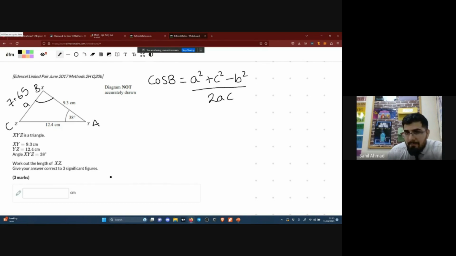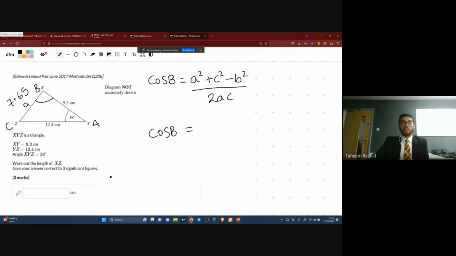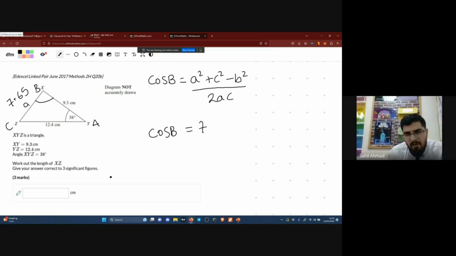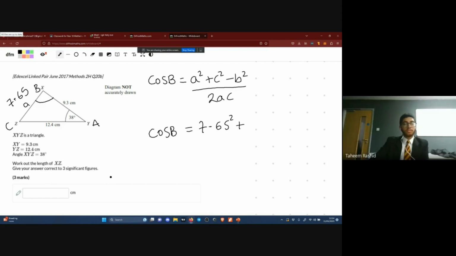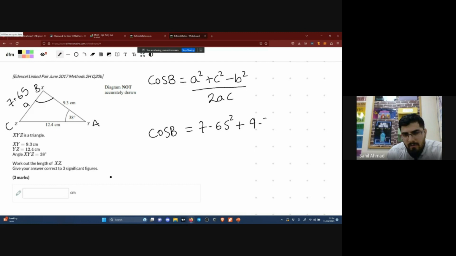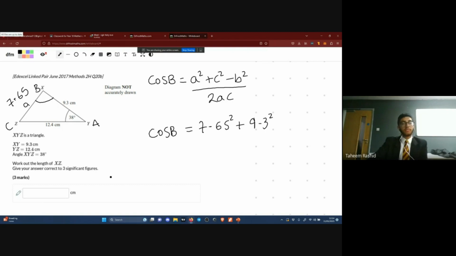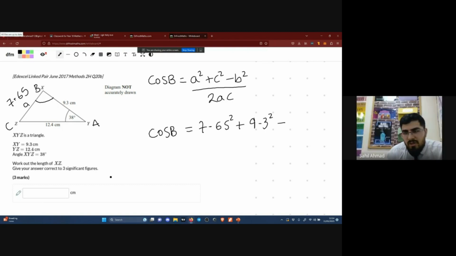So, Tahim, can you please tell me what my substitution should look like? You don't know the answer for cos b, so you leave that how it is. So a would be 7.65 squared, and then plus c, which is 9.3 squared, and then minus b squared, which is 12.4 squared.